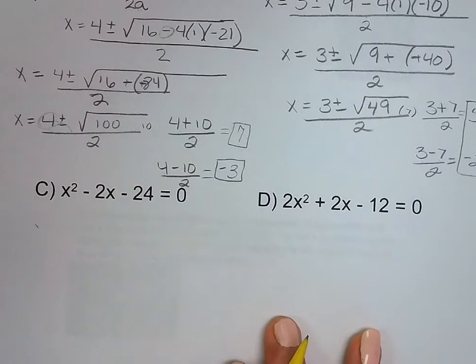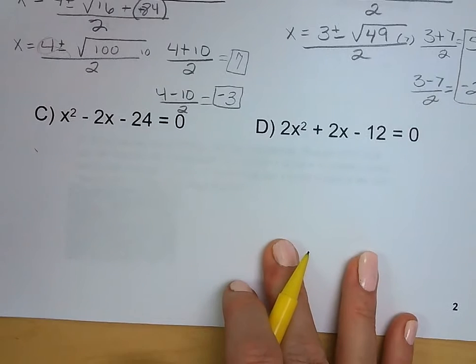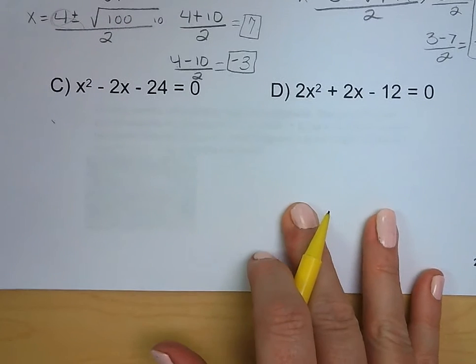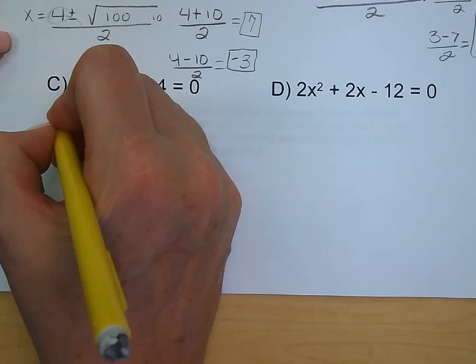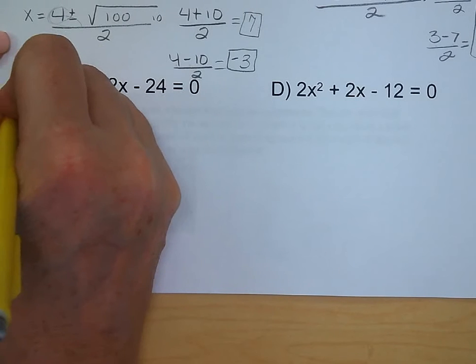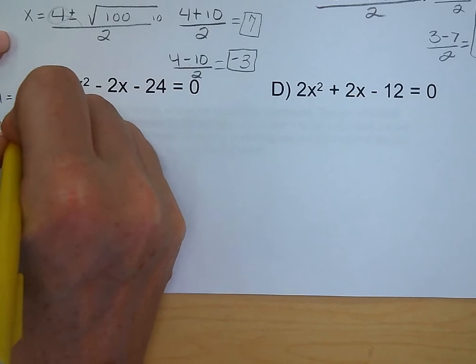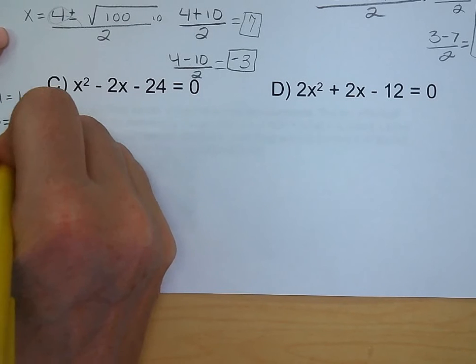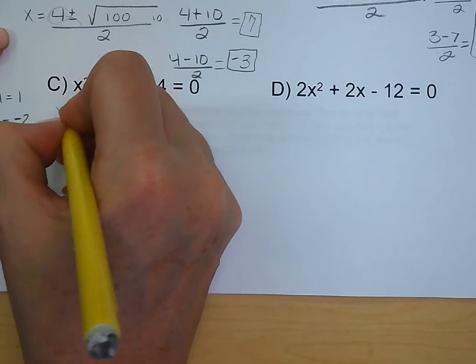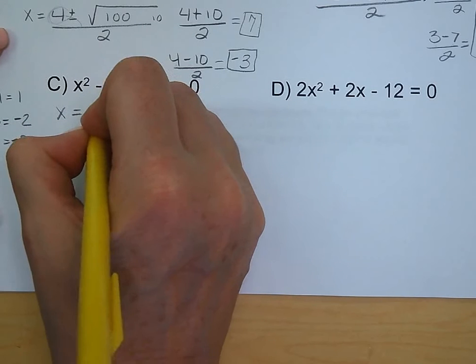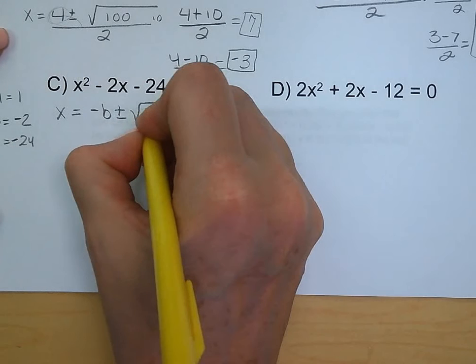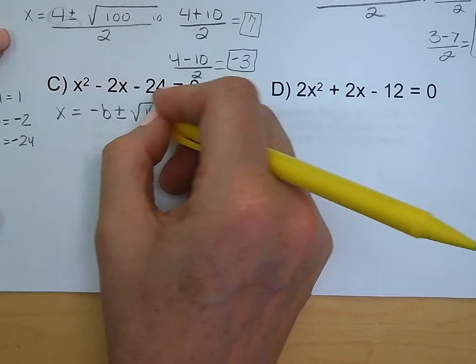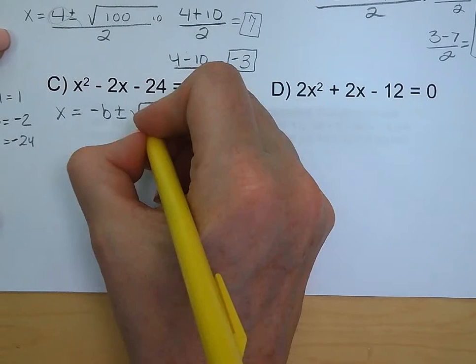Next up, we have letter C. X squared minus 2x minus 24 is equal to 0. So let's list out our a, b, and c terms. A is 1, b is negative 2, c is negative 24. X equals the opposite of b plus or minus the square root of b squared minus 4ac all over 2a.